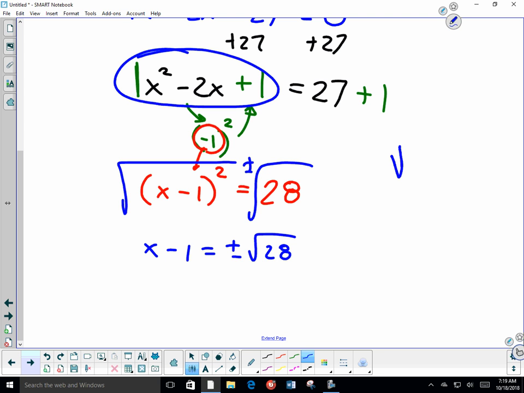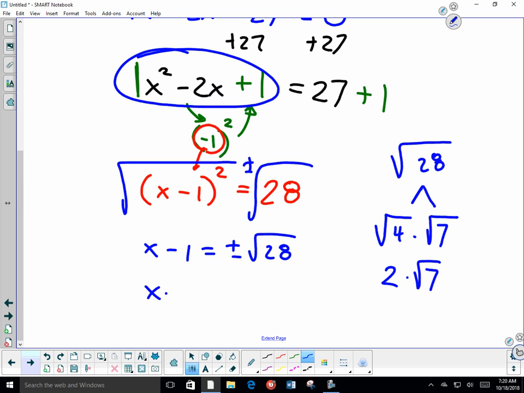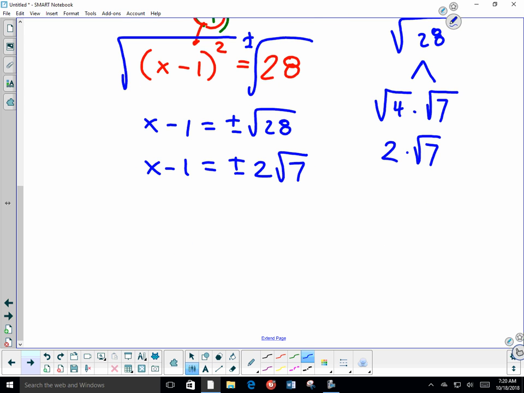Now, square root of 28 can be simplified because there is a perfect square that goes into 28, namely 4. So I can split square root of 28 up into square root of 4 times square root of 7, which is going to be 2 times the square root of 7. So I have x minus 1 equaling plus or minus 2 times the square root of 7.